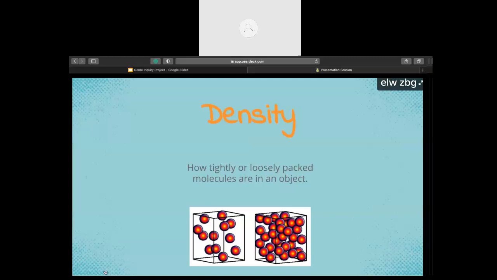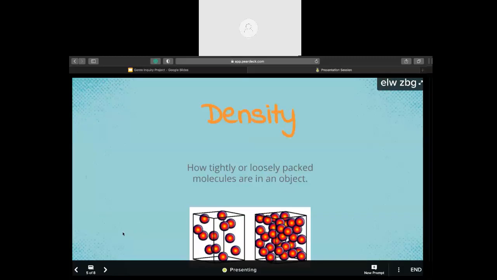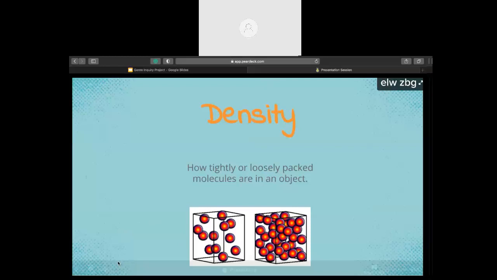Can anyone just shout out or type in the chat box what you notice about the picture? Okay, so in the picture, yeah, one is more dense. The denser object has more stuff in it. One box is more full. Yep, those are great observations.